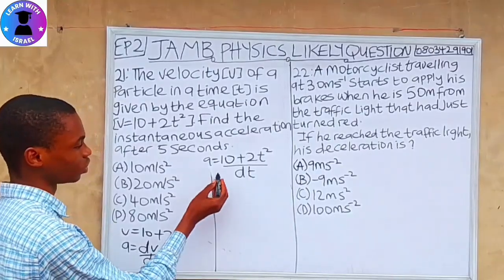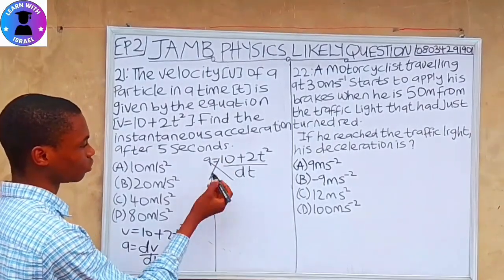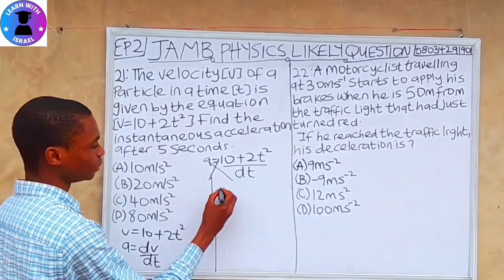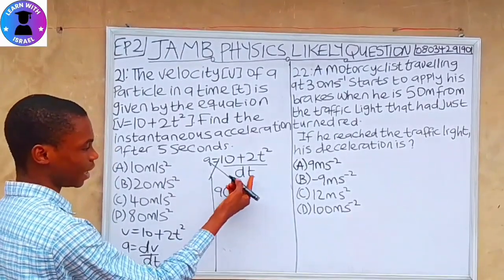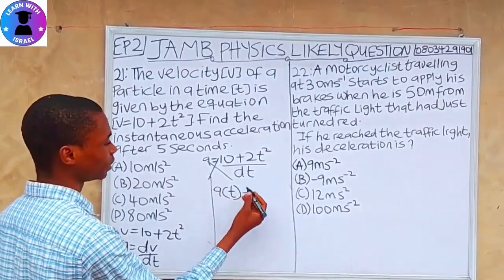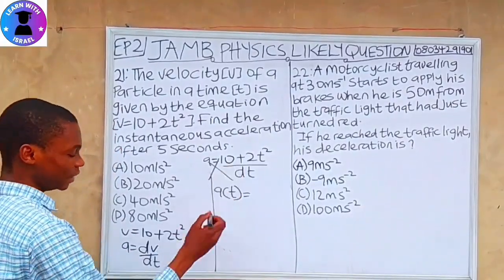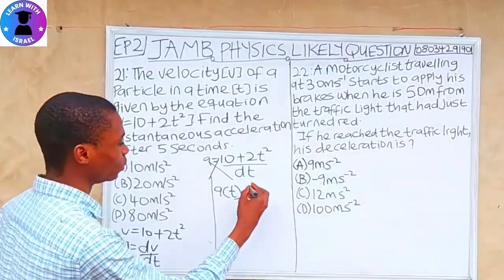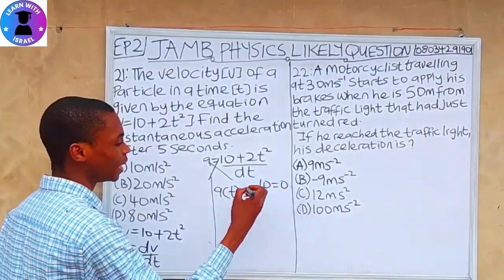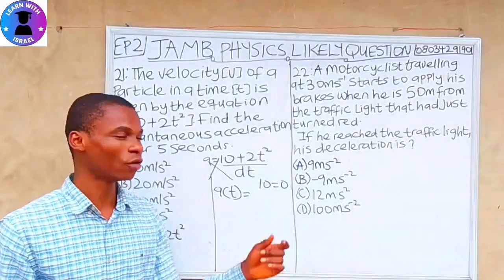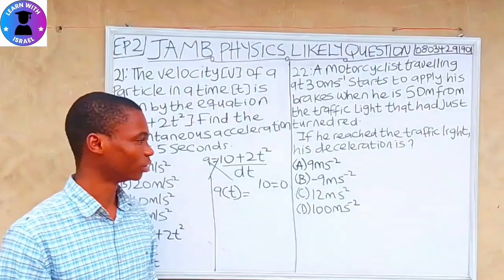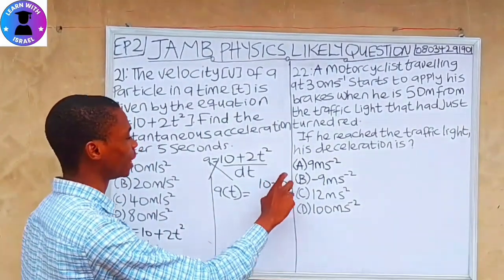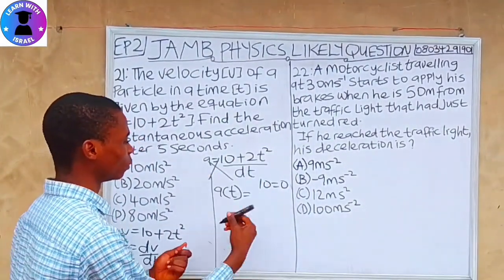So let's cross multiply. If we cross multiply, we are left with a into t, change in time, a into t equals 10. 10 is equal to 0 in derivation. Why is it equal to 0? Because 10 is constant. It's constant in the question. So 10 equals 0.